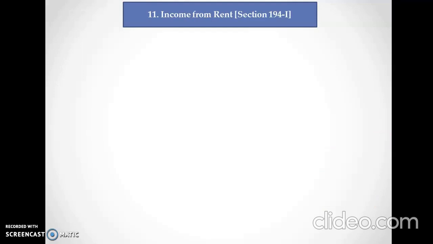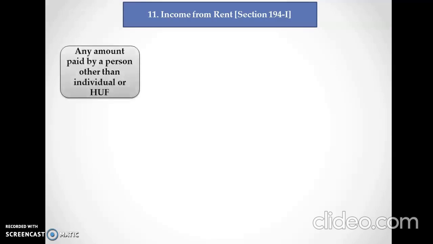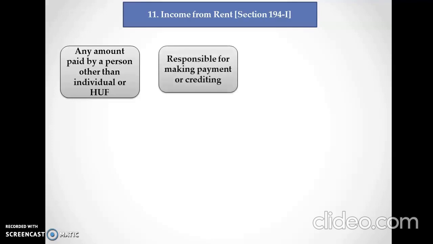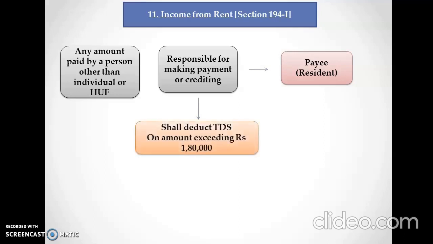Next is section 194I, that is income from rent. If any amount is being paid to a person, other than individual or HUF, who is responsible for making payment or crediting, then the payer who is a resident shall deduct TDS. Who is going to deduct the TDS? The payer is going to deduct the TDS.